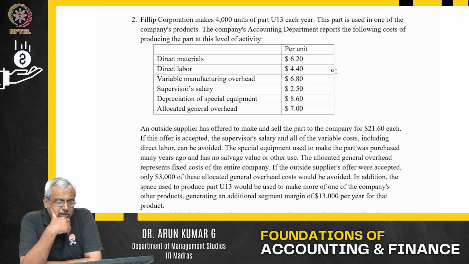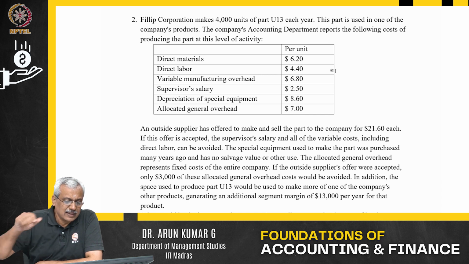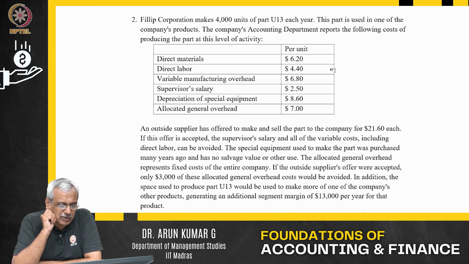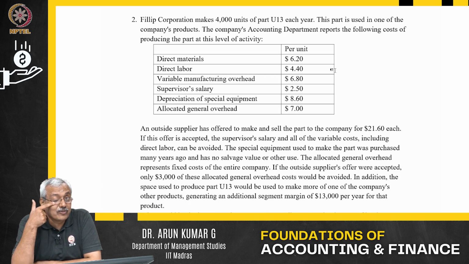Philip Corporation makes about 4,000 units of part U13 each year. This part is used in one of the company's products. The company's accounting department reports the following costs of producing this part at this level of activity. It says that there is direct material, direct labor, variable manufacturing overhead, supervisor salary, depreciation of the special equipment. At 4,000 units, depreciation is 8.60 per unit, allocated general overhead. Now, what is the challenge?